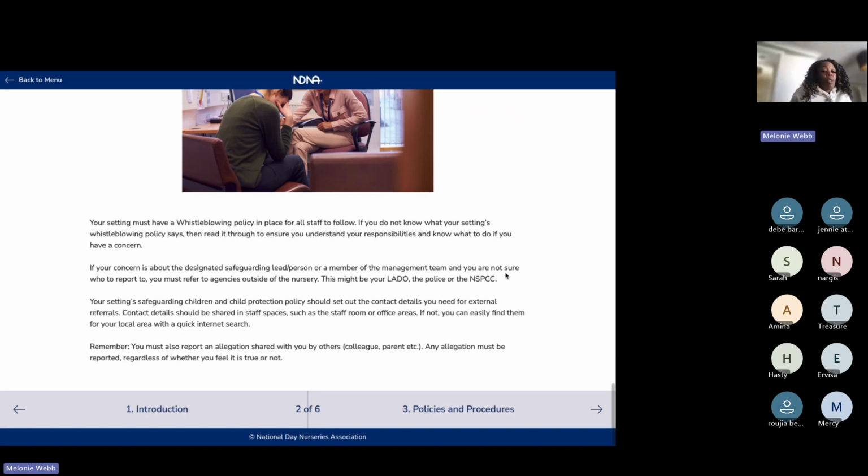Your setting must have a whistleblowing policy in place for all staff to follow. If you do not know what your setting's whistleblowing policy says, read it through to ensure you understand your responsibilities and know what to do if you have a concern.